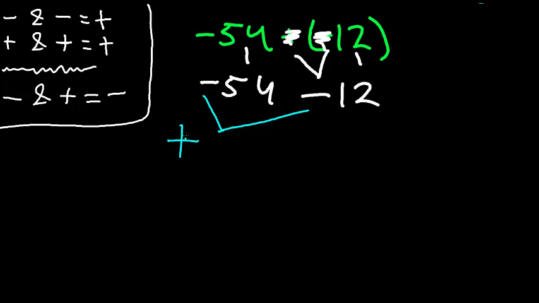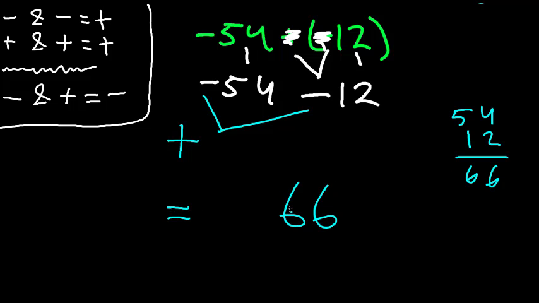So now what we're going to do, we're going to take that positive, and this positive sign means addition, right? So we're just going to add 54 and 12. And if we added 54 with 12, we get 66, okay? So our answer is 66. But hold on a minute. What sign are we going to put on it?